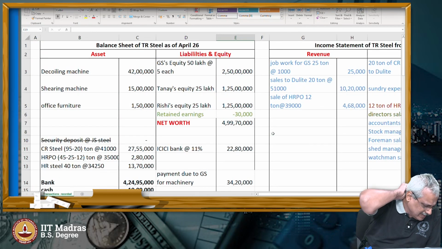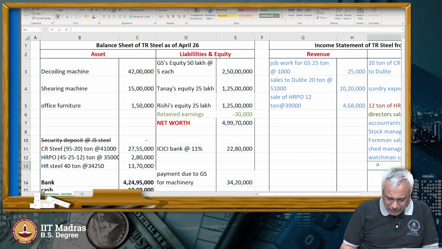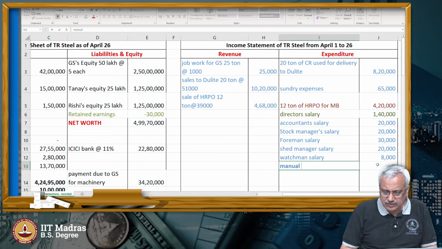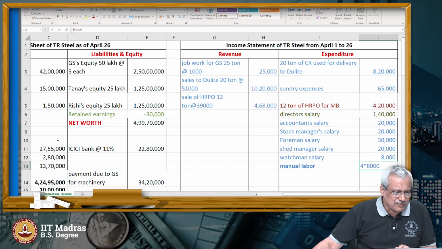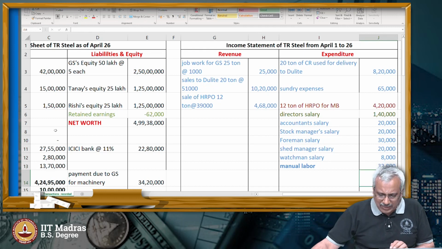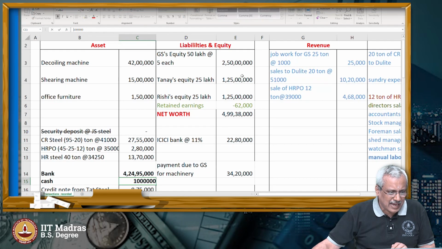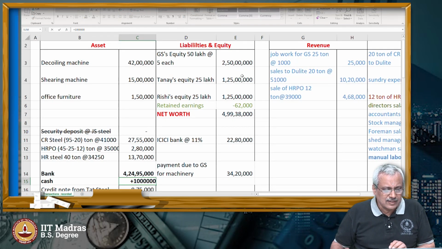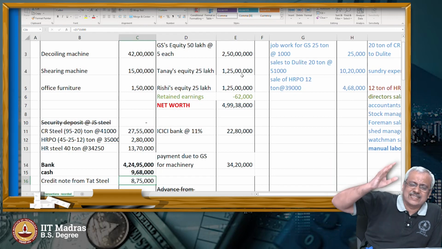Now, it further says 4 employees of manual labor were paid in cash. 4 employees, each one is getting paid 8,000, 32,000 basically gets paid in cash out there. That means when it gets paid in cash, what happens? Your cash balance, which was 10 lakhs, has reduced by 32,000. An expenditure is increased and asset has reduced.